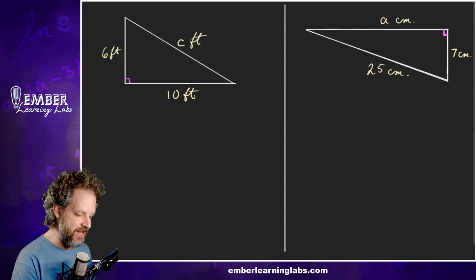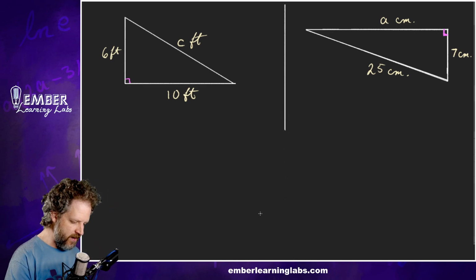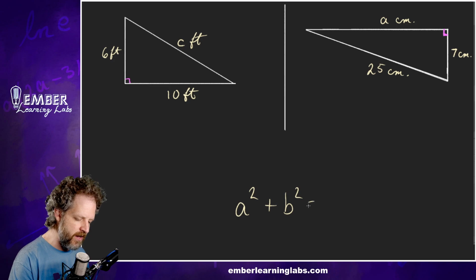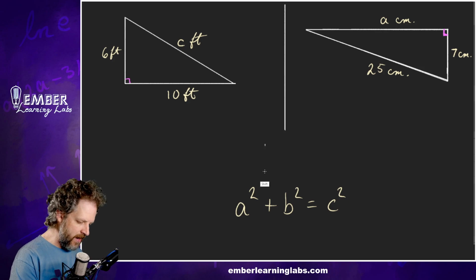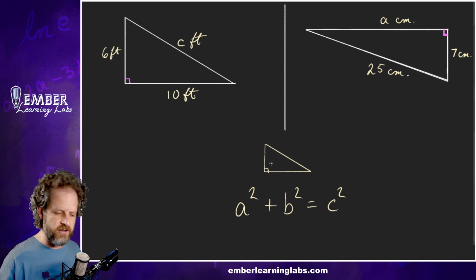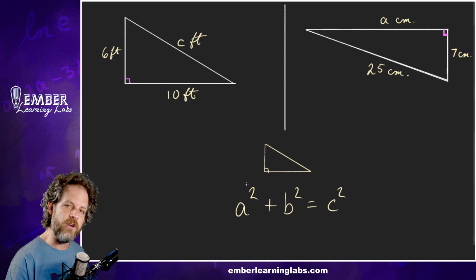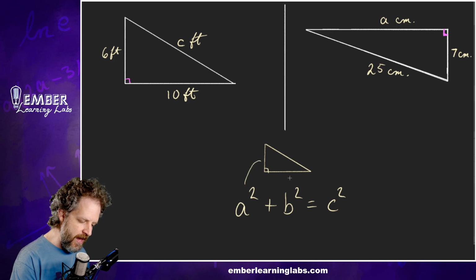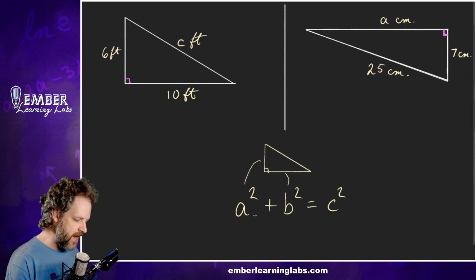But let's take a look at this. We're going to do two examples. The Pythagorean Theorem is a squared plus b squared equals c squared. When we're looking at a right triangle, there are three sides, but there are two types of sides. There are the sides adjacent to the 90-degree angle, and those are called the legs. Those are the a and the b. It doesn't matter which one's a and which one's b, as long as the legs are a and b.